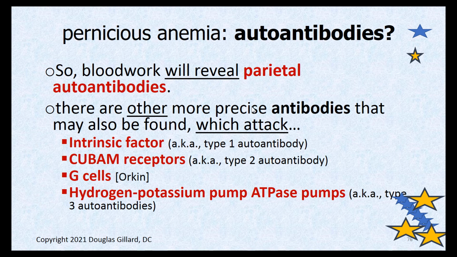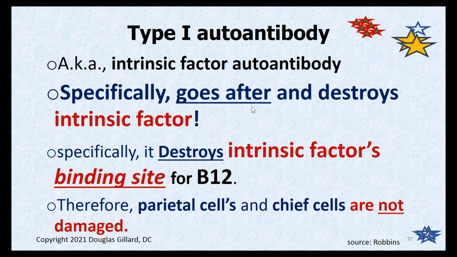What about antibodies with these things? So you can do blood work, and not everybody, some people can have this without having these exact antibodies, which is a little confusing. We'll look at the antibodies here in a minute. But you can test for antibodies against the parietal cells or against intrinsic factor or cobalamin receptors. And even G cells. There's some rare types that can attack G cells. So we can look for these autoantibodies by testing the blood.